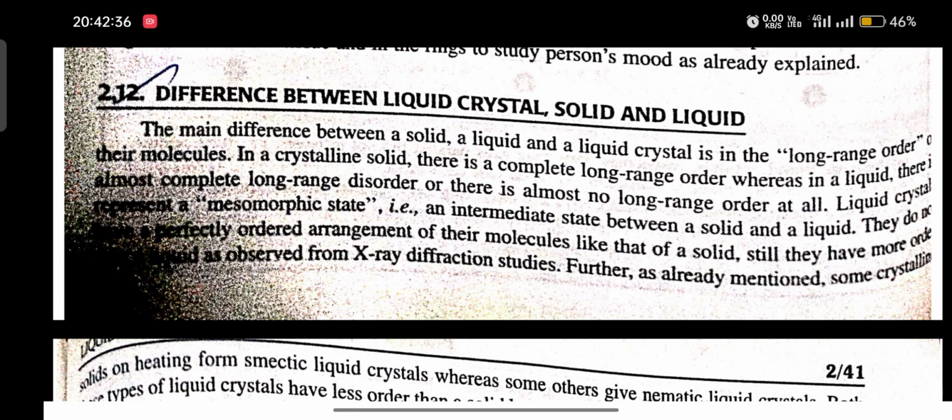Liquid crystals represent a mesomorphic state, an intermediate state between a solid and a liquid. They do not have a perfectly ordered arrangement of their molecules like that of a solid, but still have more order than a liquid, as observed from X-ray diffraction study.